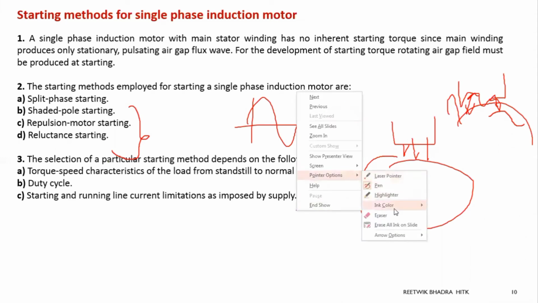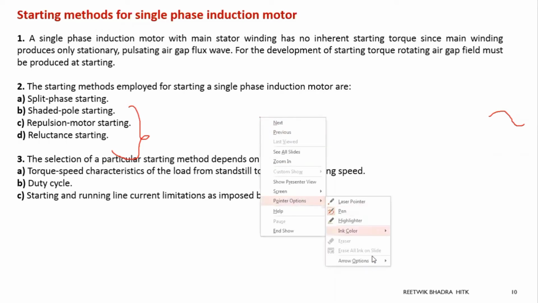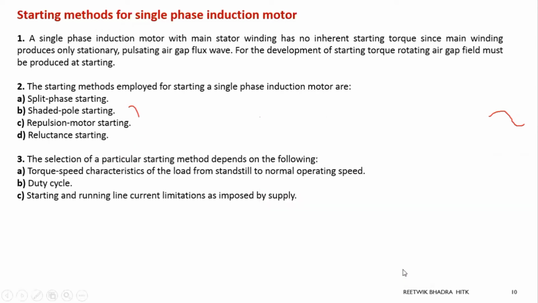So that consideration is taken by changing the reluctance and thereby changing the MMF of the field, and starting is brought about. Now, what are the main reasons? Which starting method we will choose depends upon the torque speed characteristics, what we need, the torque speed characteristics of the load.